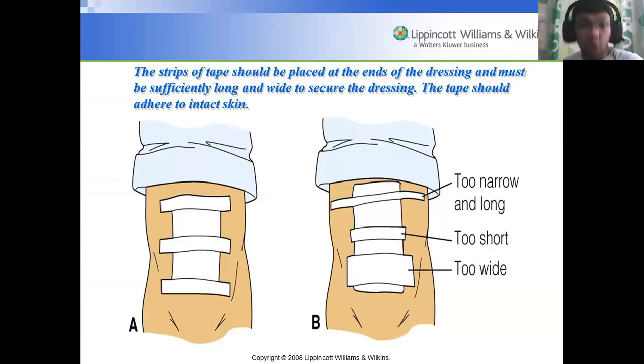So the correct application of the gauze or the dressing together with the tape is in letter A. For letter B, as you can see there, it's too narrow and long. Don't apply the tape too long on the patient's dressing because the dressing can come loose from it. Not too short, not too wide. It should be the one seen in the letter A illustration.